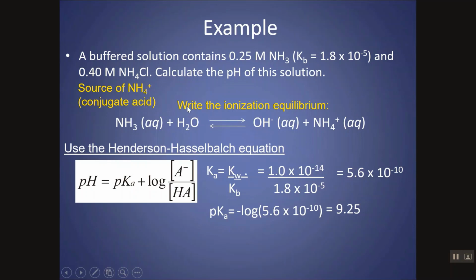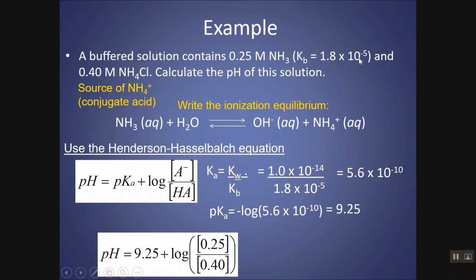I have the concentration of my base and my acid component here. 0.25 is the base, so that'll go on top. 0.4 is on the bottom, and I took away the units, you'll notice, because molarity over molarity cancels out. And if I solve, I get 9.05.